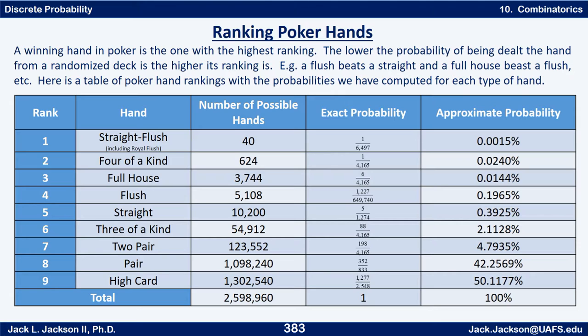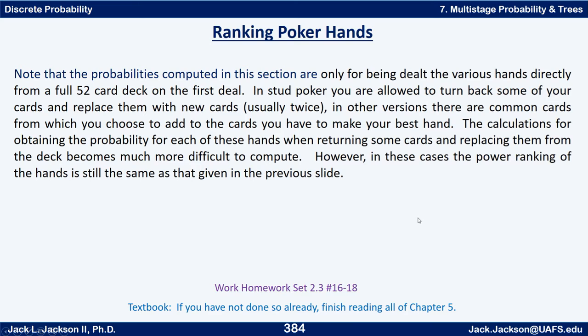Now again, remember that the ranking of these poker hands is from that, and these probabilities are just for being dealt this as a 5-card hand just right off the bat. Now, actually, different kinds of poker are more complicated than this. In stud poker, for example, you're allowed to turn some of your cards back and replace them with new cards, usually a couple of times.